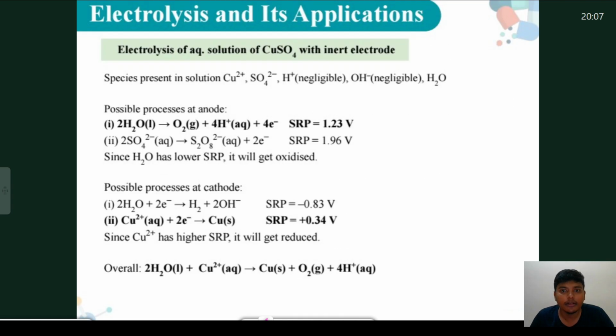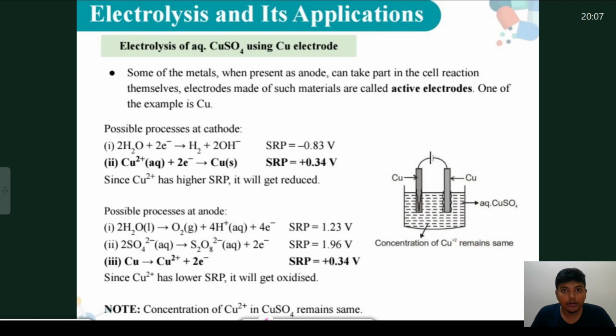Next, NaCl, same thing. See, copper sulfate, what will happen? In the copper sulfate case, copper will deposit, because copper is below hydrogen. Copper sulfate here, also copper electrode, all the things.